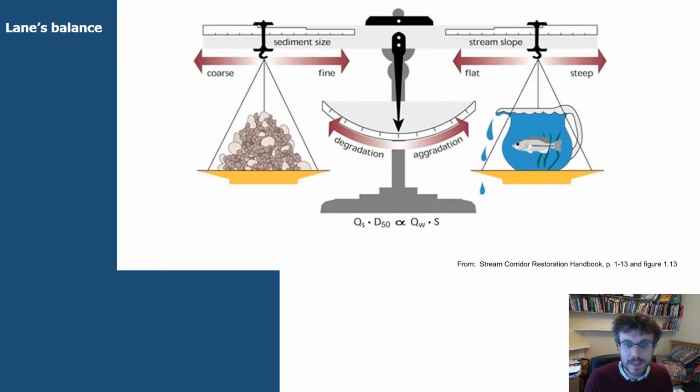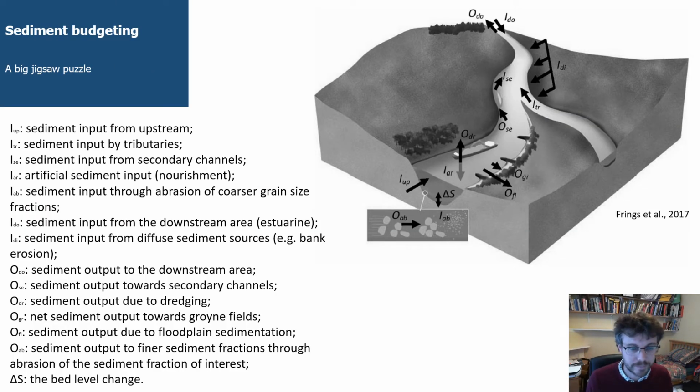But we also might be interested in much shorter term changes in a river's topography and explaining why those changes occur. Sediment budgeting is essentially a great big jigsaw puzzle. What we want to do is understand all the different inputs and outputs of sediment within a particular area of interest. So this diagram by Frings et al., published in 2017, does just this.